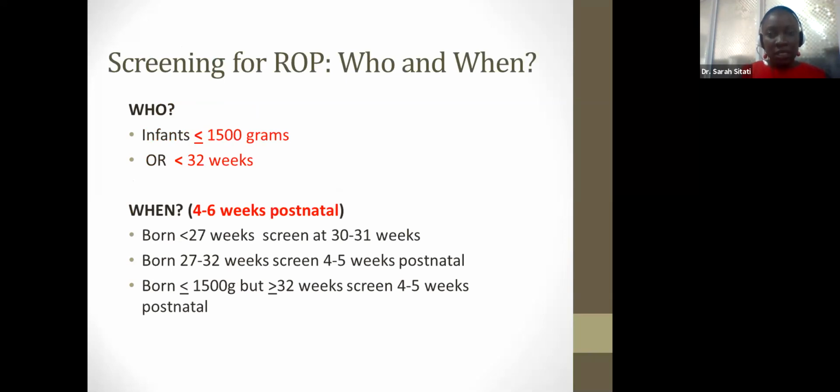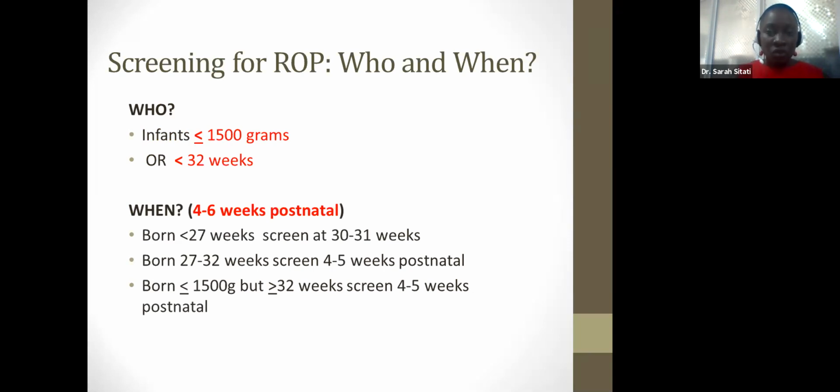So who do we screen for ROP and when do we screen? So we go back to, we cannot detect ROP with a torch exam. You need to look at the retina of the baby's eye. So that means that the eye has to be dilated and a special instrument used by the ophthalmologist, usually an indirect ophthalmoscope, is used to look in the eye.